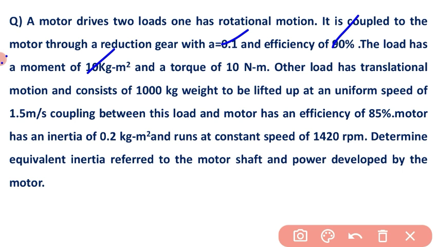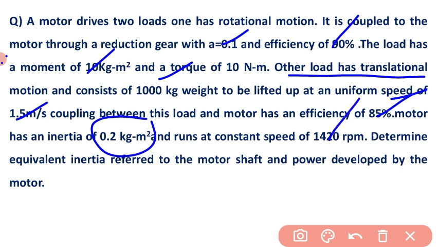The other load has translational motion. The given data: it consists of a 1000 kg weight to be lifted up at uniform speed, with velocity 1.5 meter per second. Coupling between this load and the motor has an efficiency of 85%. Motor inertia is also given, 0.2 kg meter square, and it runs at a constant speed of 1420 rpm. Determine the equivalent inertia referred to the motor shaft and the power developed by the motor.